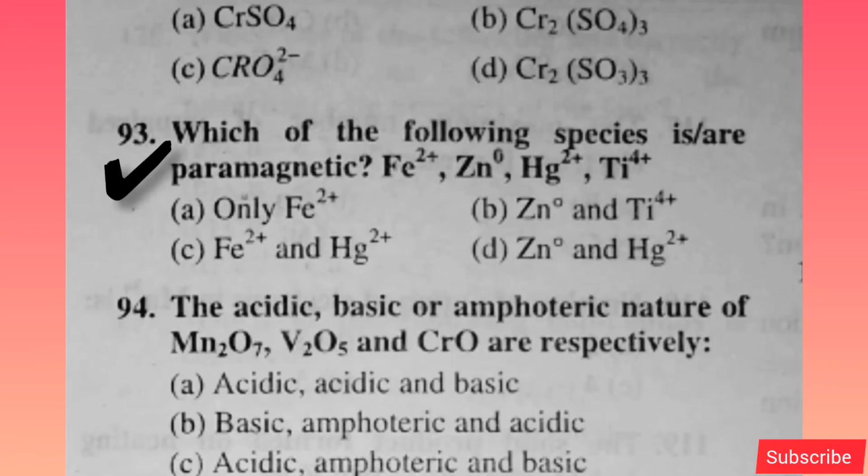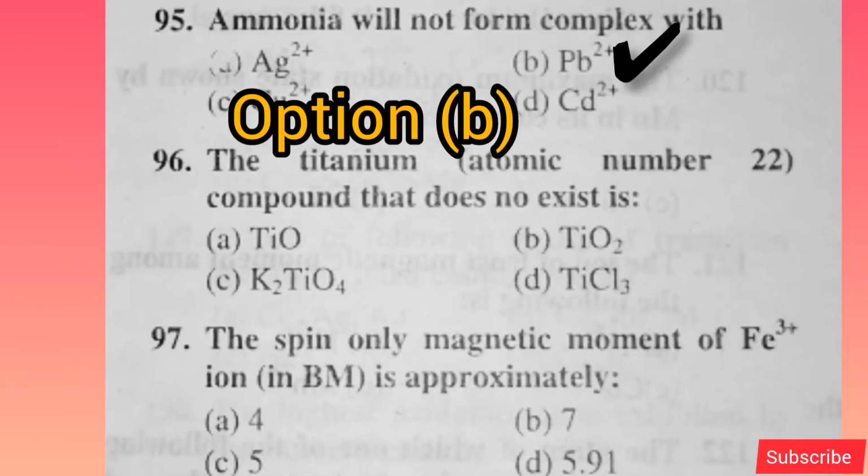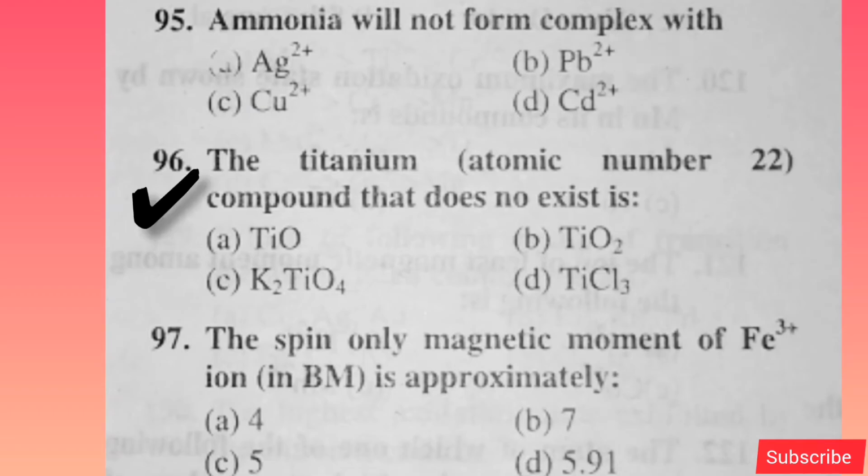Option B is correct. Which of the following species are paramagnetic? Option A is correct. The acidic and basic amphoteric nature of Mn2O7, V2O5 and CrO are respectively. Option C is correct. Ammonia will not form complex with. Option correct. The titanium atomic number 22 compound that does not exist is.